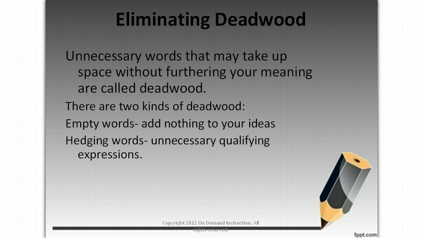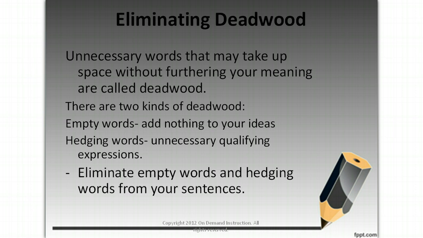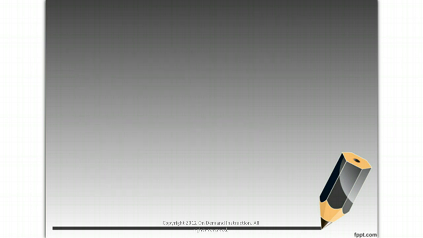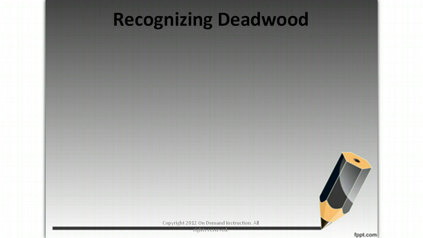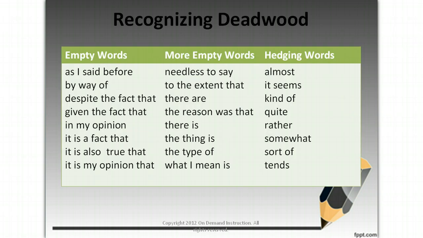Unnecessary words that may take up space without furthering your meaning are called deadwood. There are two kinds of deadwood that you should watch out for: empty words that add nothing to your ideas, and hedging words made up of unnecessary qualifying expressions. Eliminate empty words and hedging words from your sentences. Empty words and hedging words are not difficult to identify. The following chart gives examples that can help you recognize both kinds of deadwood.